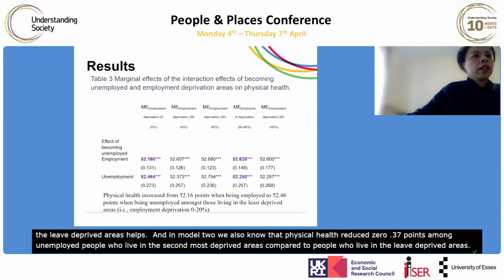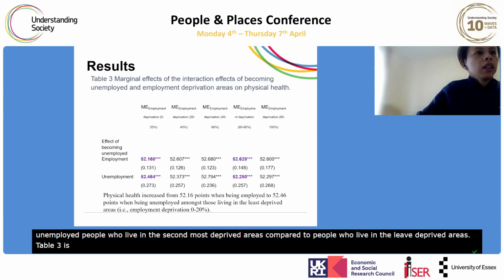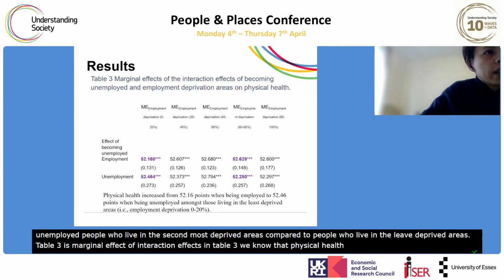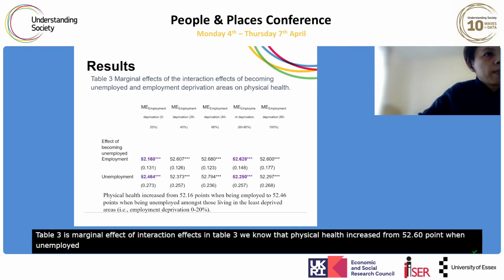Table 3 is the marginal effects of the interaction effects. In Table 3, we know that physical health increased from 52.60 points when being employed to 52.46 points when being unemployed among people who live in the least deprived area.